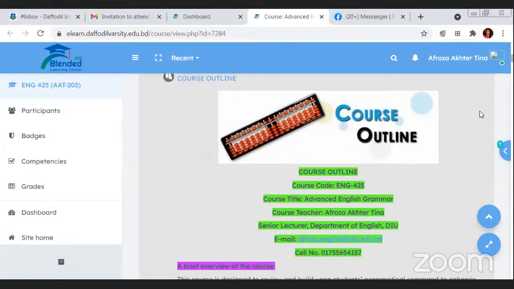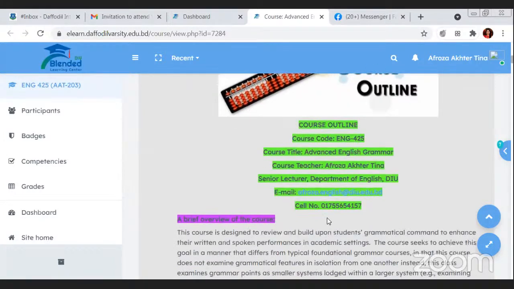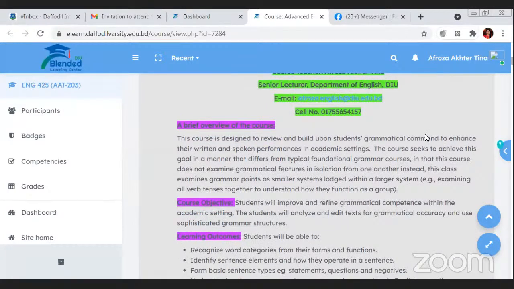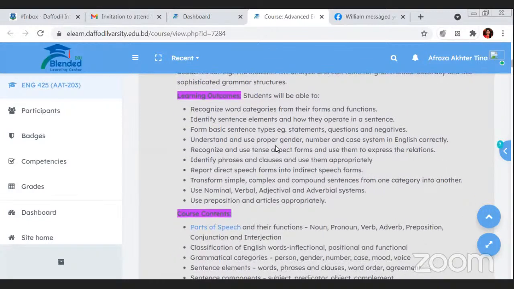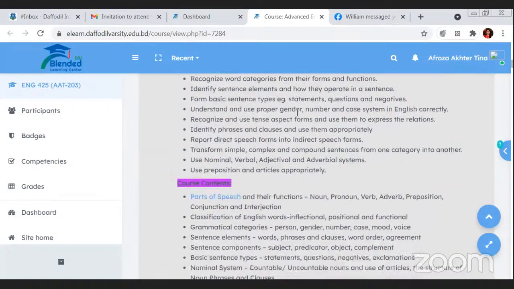And later, I have shared the entire course outline. That is important. So what would I teach? As you can see, I have started with the course code, course title, my name, email address, and cell number once again, so that they can get all the information together. After that, a brief overview of the course and the course objectives. Obviously, I had some specific course objectives, and then the learning outcomes. Students should know that after completing the course, they will be able to do this or that.